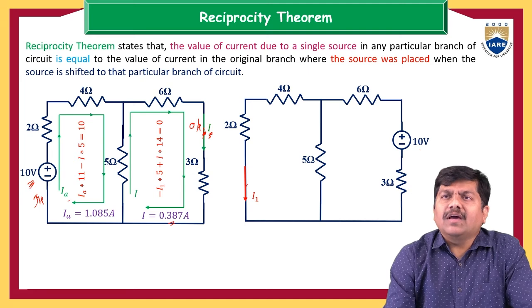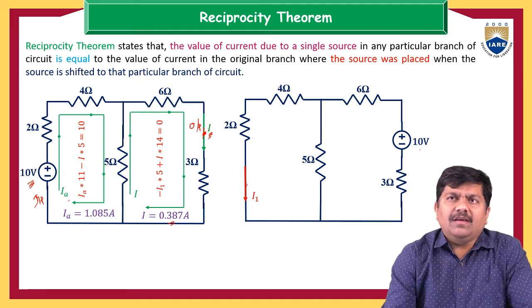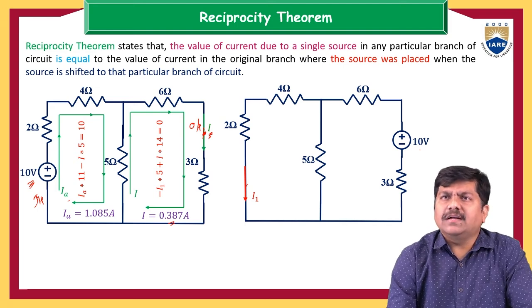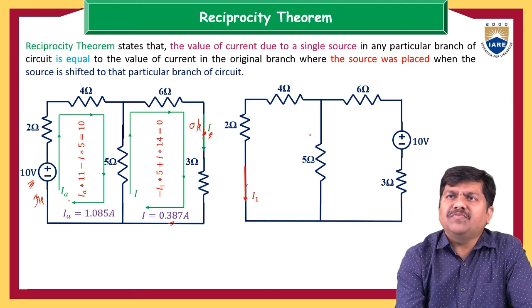The 10 volt source is connected like this, because here you are not supposed to change the direction of either current responses or the voltage sources. That precaution you have to take. Otherwise, nothing is wrong, but we can see some negative responses. That's the only problem. Otherwise, everything will be the same.